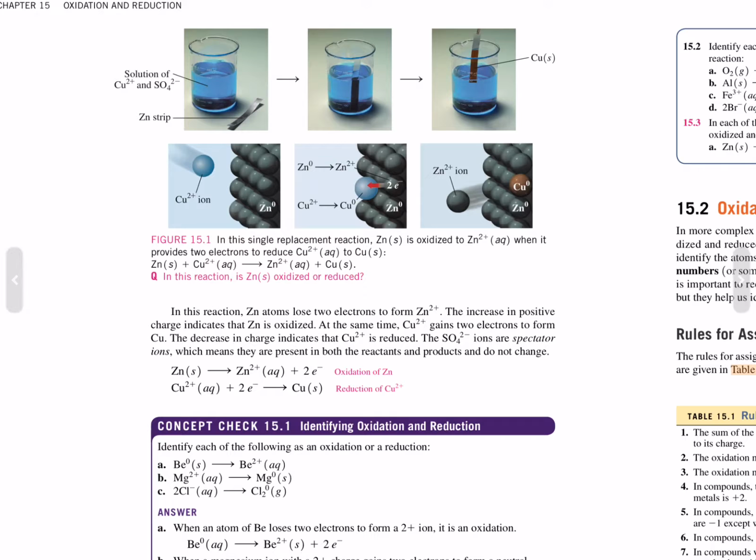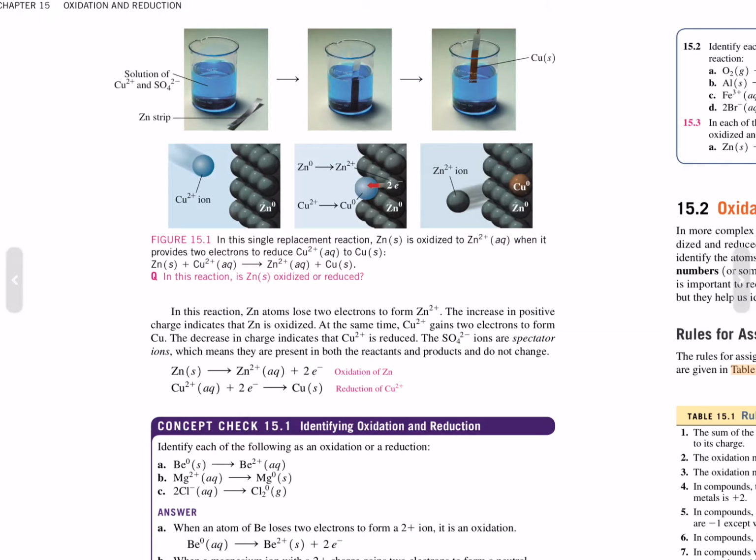Figure 15.1. In this single replacement reaction, zinc is oxidized to zinc 2+, and it provides 2 electrons to reduce copper 2+ to copper 0, or copper solid metal.